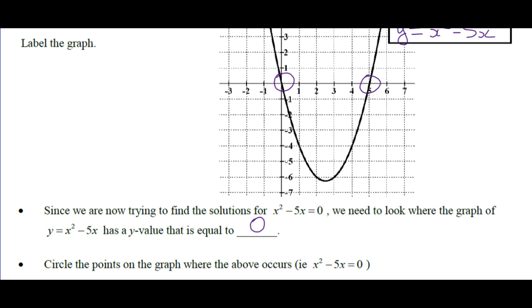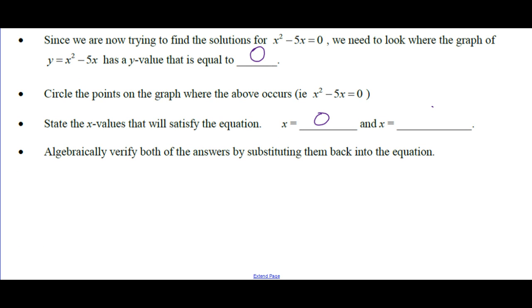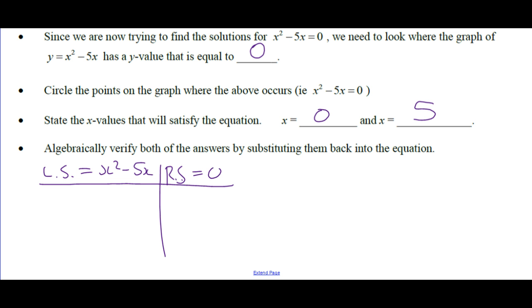Circle the points. So we've got the points where that occurs. We want the x values. Okay, so 0 and 5. Substitute them back into the equation. So the left side is x squared minus 5x. The right side is equal to 0. Okay, so we don't have to evaluate the right hand side this time, right? And we've got two values we want to do this for.